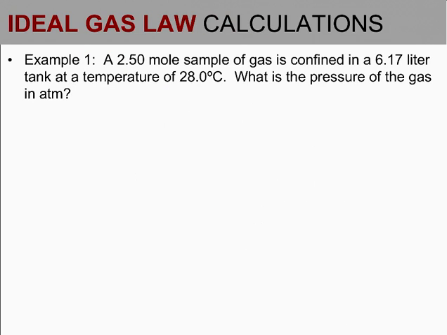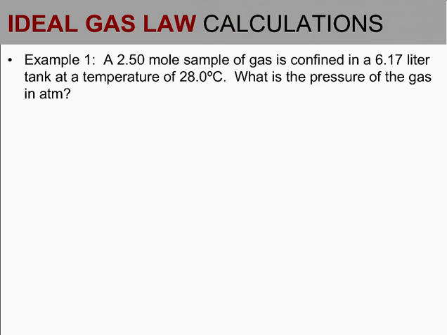Okay. So let's do a couple of examples using the ideal gas law. And really, once you figure out the values for each variable, it's pretty easy to use this equation. So example 1, a 2.5 mole sample of gas is confined in a 6.17 liter tank at a temperature of 28 degrees Celsius. What is the pressure of the gas in atmospheres?